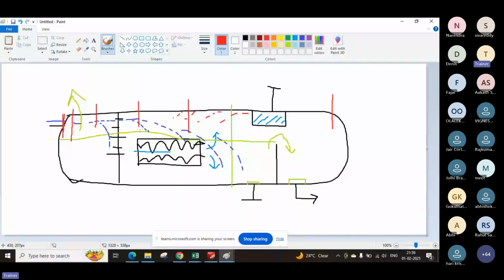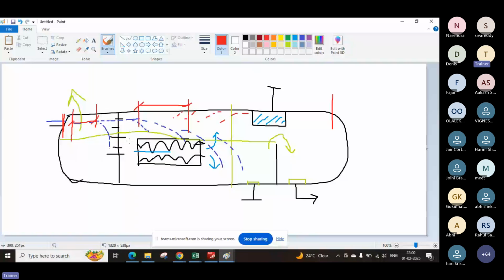So any region, suppose this is the region you are considering, then the mass flow rate or volumetric flow rate in this region is not same as that of this region, because some particles have been settled because of the gravity.